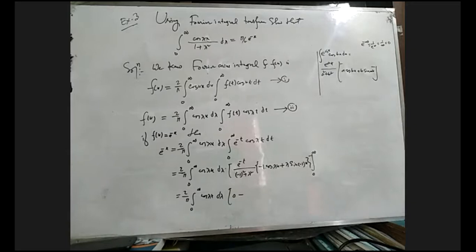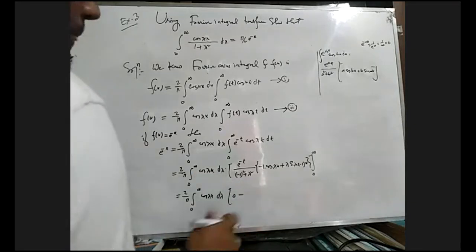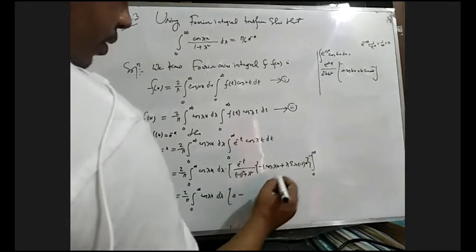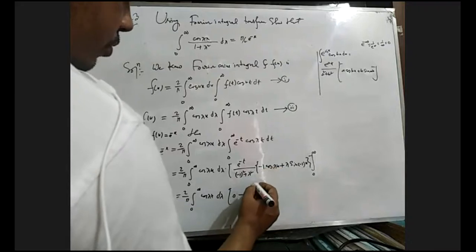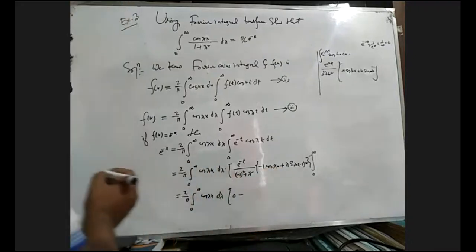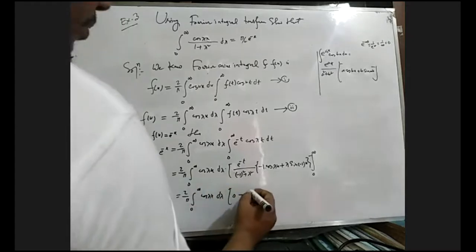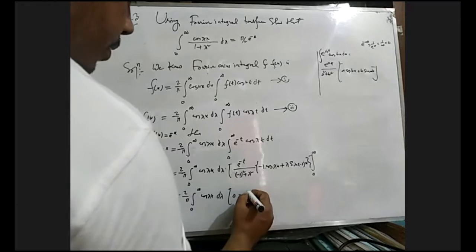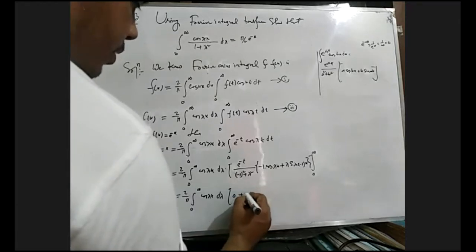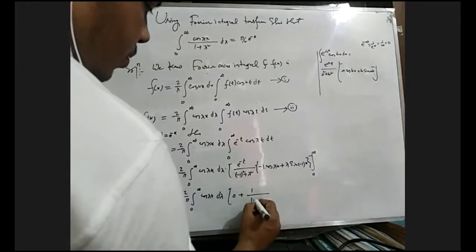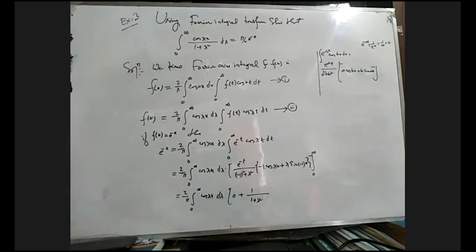After putting 0, cos equals to 0. Cos 0 equals to 1. So we get from here minus cos divided by minus minus plus 1 plus lambda square, which is 1 plus lambda square.